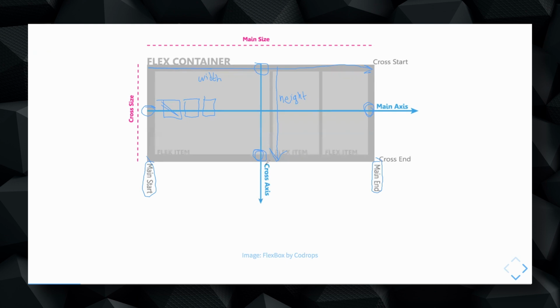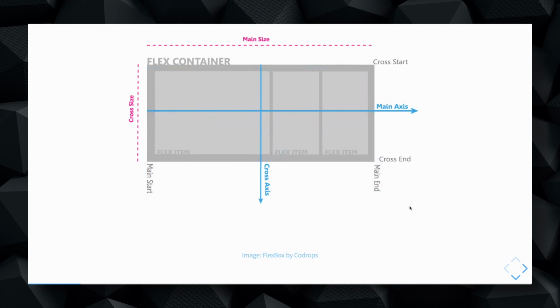So we can also use the cross end point and say, okay, I want you to start laying out these elements from the end of the cross axis. So these start and end points of the two axes become points of reference, and we can use them to get the layout that we want, like aligning the items from the start, from the end, and so forth.